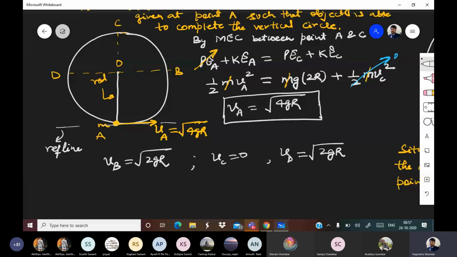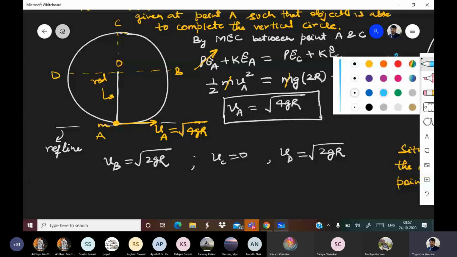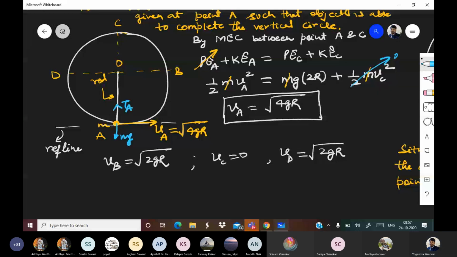Okay, let's get back to the tension part. Tension is very important in life. So mg will be acting downward. I'm talking about point A. TA will be acting upward. So by the second law, at point A.